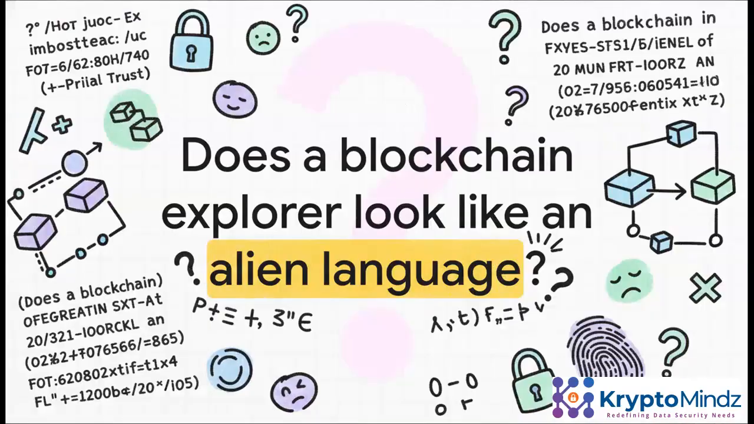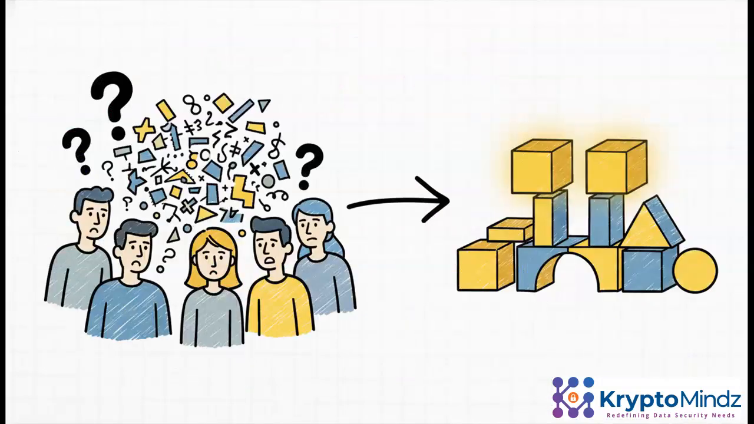You know the feeling, right? You pull up one of these explorers and you're just hit with this wall of text. Long strings of characters, weird transaction types, hashes. It honestly feels like you need a secret decoder ring just to understand what's going on. Well, if you've ever felt that way, you are definitely not alone.